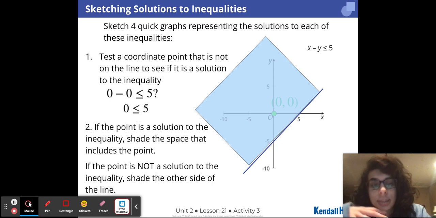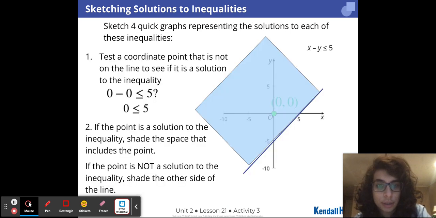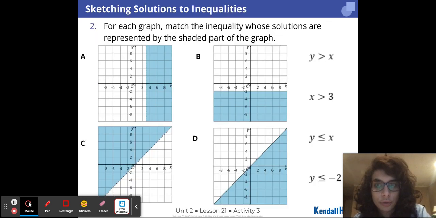So I gave you the second part of it, and I want you to give me the other three values here. For each graph, match the inequality whose solutions are represented by the shaded parts of the graph. So now here you are given both the inequality and the graph. I want you to just tell me which is which. It's just good practice matching your values, your inequalities, and your graphs.